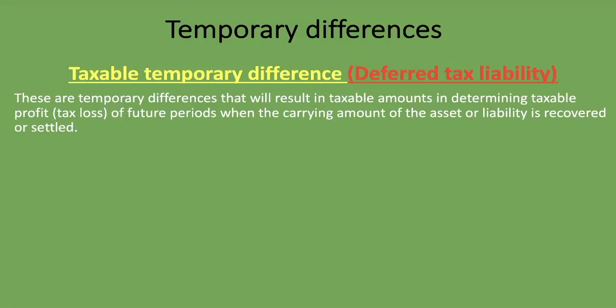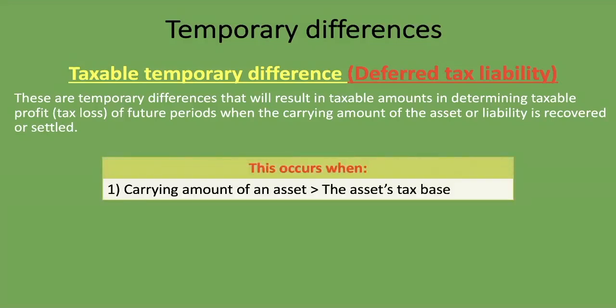And when will this occur? Well, you'll understand it better when you look at this. This will occur when the carrying amount of an asset is greater than the asset's tax base. Remember, we're talking about the carrying amount and tax base: carrying amount based on our rules, tax base based on tax rules. So, if we are dealing with machinery, for instance, if the carrying amount of the machinery is 50,000 Rand according to our rules, and the carrying amount of that machinery is 30,000 Rand according to the tax rules, that means your carrying amount is greater than your tax base, and that's where you'll have a deferred tax liability.